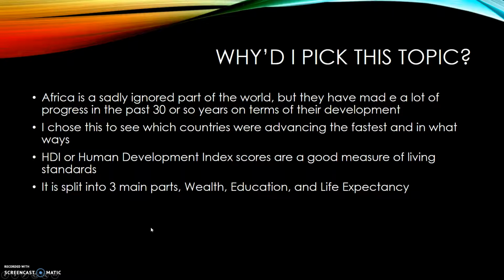Now, why did I pick this topic? Africa is a sadly ignored part of the world, and they have made a lot of progress in the past 30 or so years in terms of development. I chose to see which countries were advancing the fastest and in what ways.